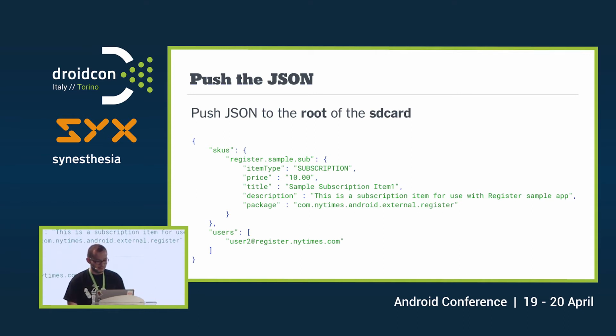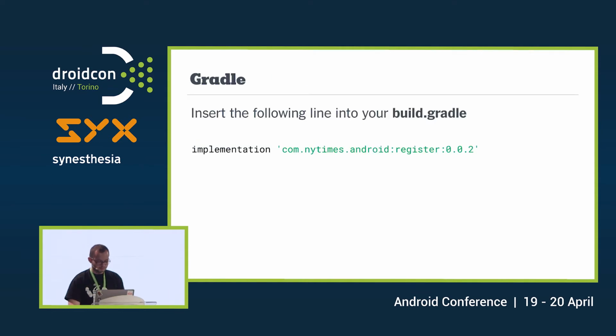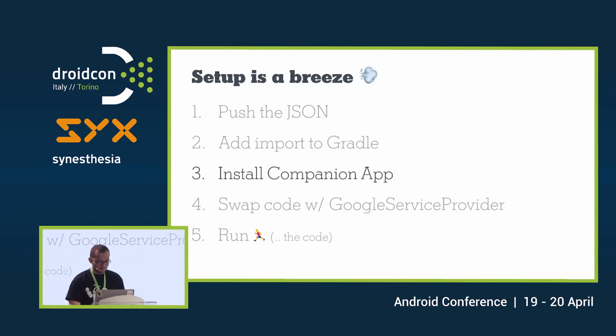Within this sample app, there's a register.json file, and you can take a look at that and modify that however you'd like. So next is the infamous Gradle import statement. It's kind of simple. If you're not using Gradle 3 and above, then you swap out implementation with compile, but that's all you need to add. And then the companion app.